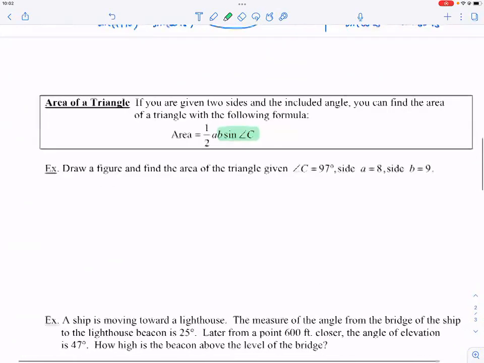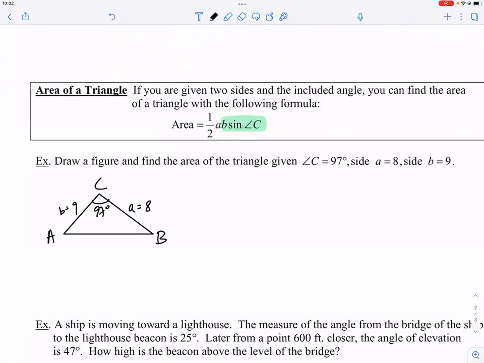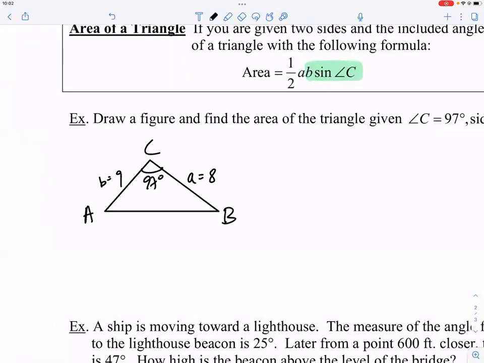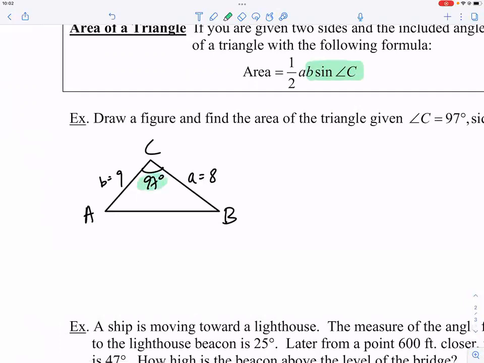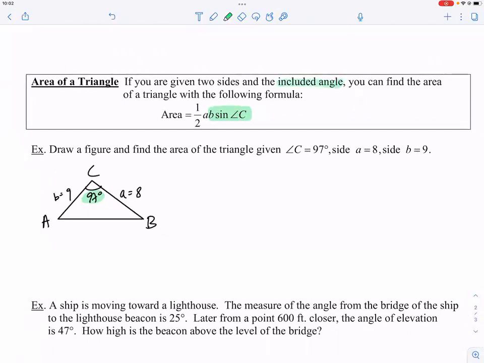So that means if you're not given a height, you can still find out your area. Okay, so if A, B, and C, say the angle is 97, A is 8, B is 9. Now there is one requirement though: the angle must be in between the two sides. That's why we call it the included angle.